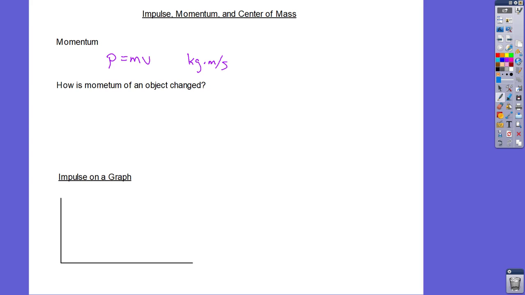So how the momentum of an object is changed is by applying a force, and the amount of change you get depends not only on the force, but the amount of time it's applied for. So remember that the change in momentum is equal to the force times the time it's applied for, delta t. Okay? The right-hand side is what we call the impulse.